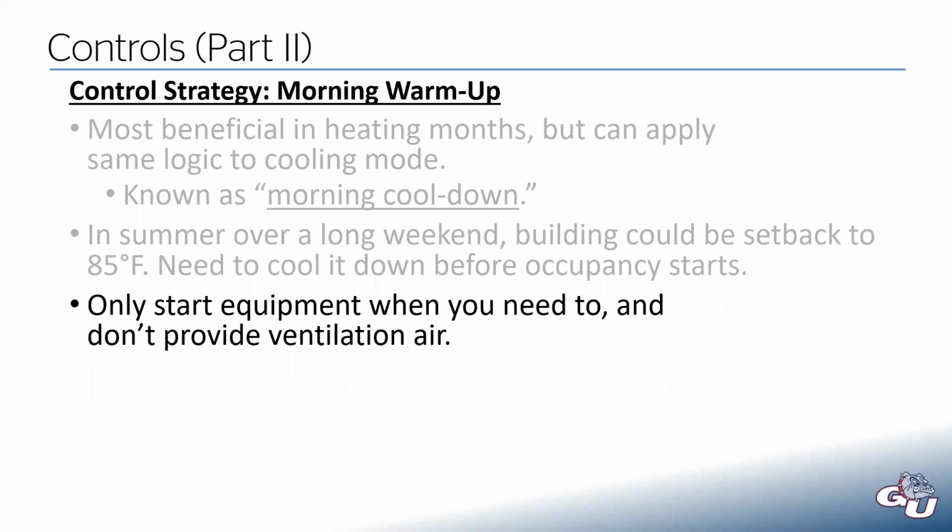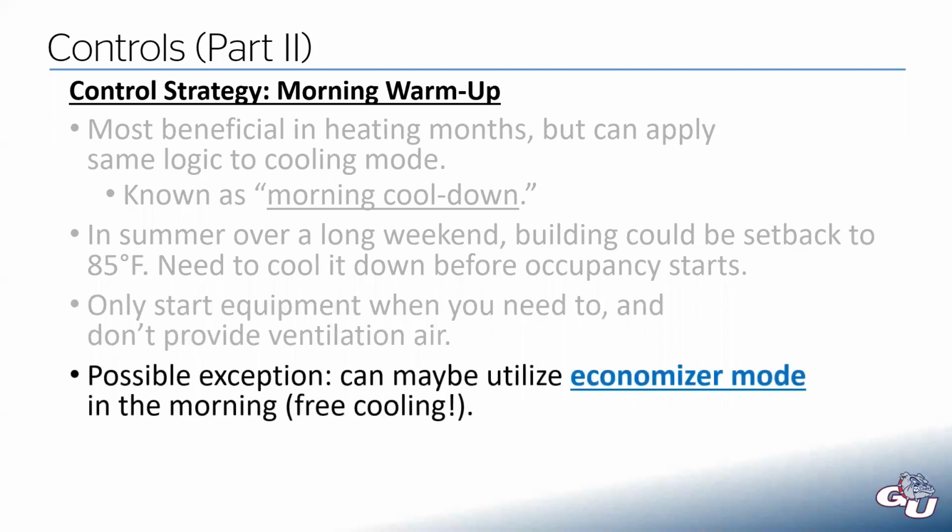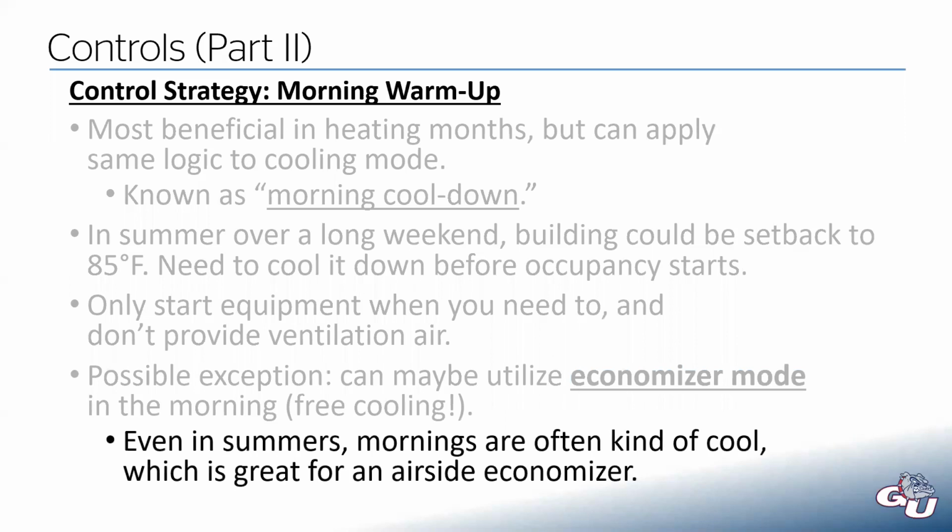One exception to that ventilation air piece is we might be able to utilize the economizer. If we can get free cooling on a cool morning, then that's a great way to cool down our building without using a lot of energy. And even in those summer months, those mornings are still kind of cool. Even in the peak of summer, outside it might be 60 degrees early in the morning, and we can use that to help cool down our building instead of running our chillers or our air conditioners or whatever we have for our primary cooling equipment.